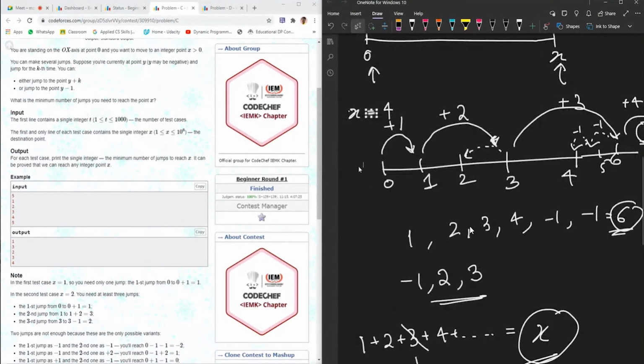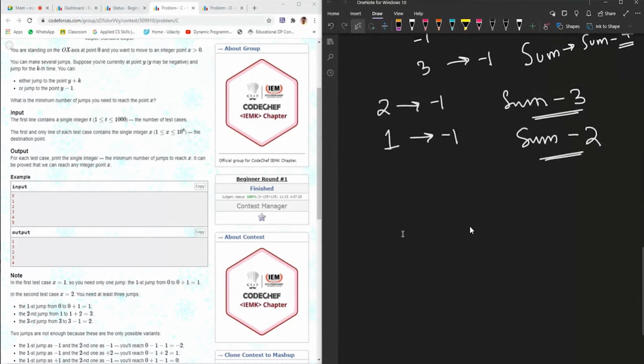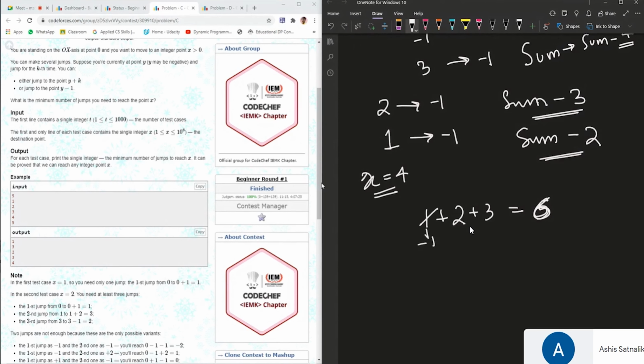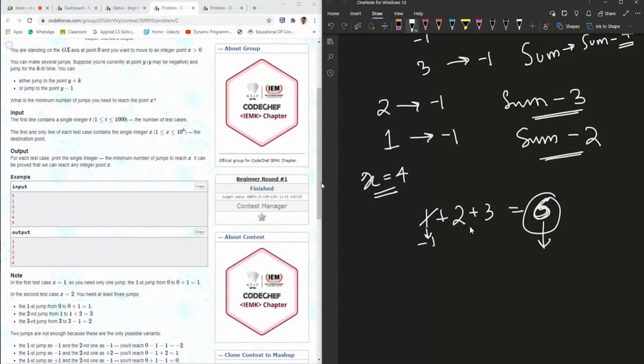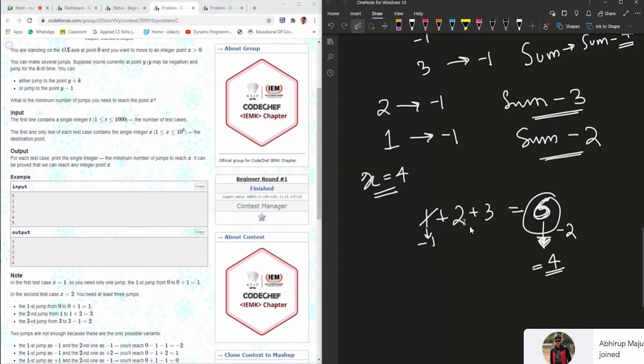Let's say this was the case when x was equal to 4. So when x was equal to 4, we had this series 1 plus 2 plus 3, which was equal to 6. So what we did here was that we just simply converted this 1 to -1, and the total sum was subtracted by 2, which gave us 4. So our entire operation was completed in just 3 operations.